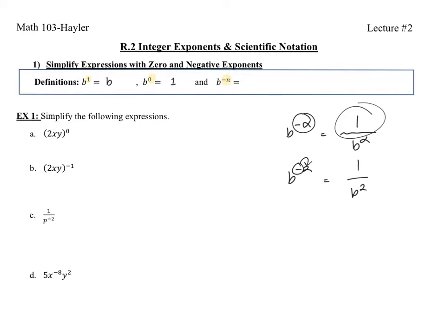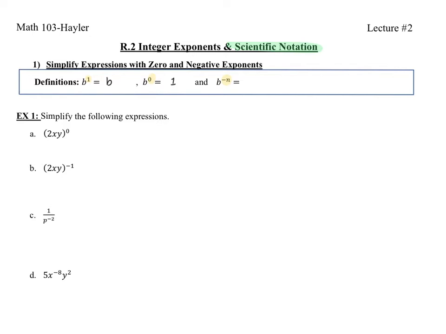Okay, one thing to note, you are not allowed to have negative exponents ever, except for one case. The only time you're ever allowed to have negative exponents is if you're working with scientific notation. Other than that, you must always have positive exponents. Okay?